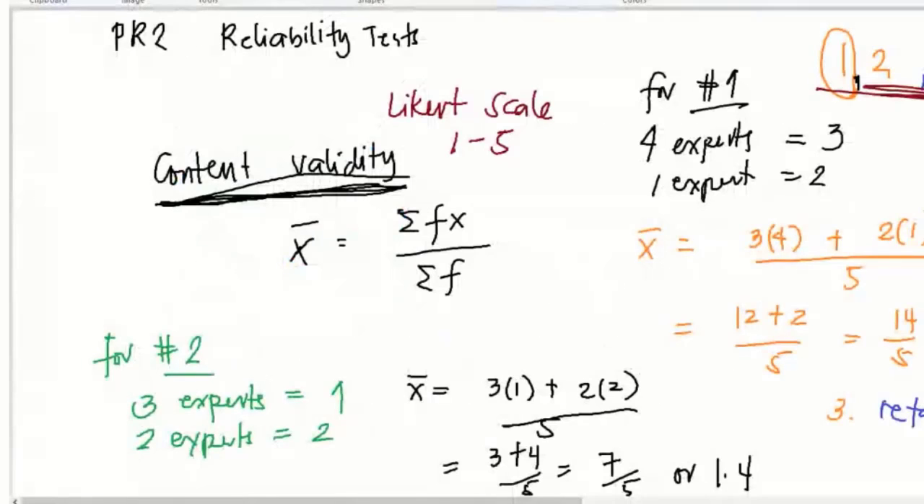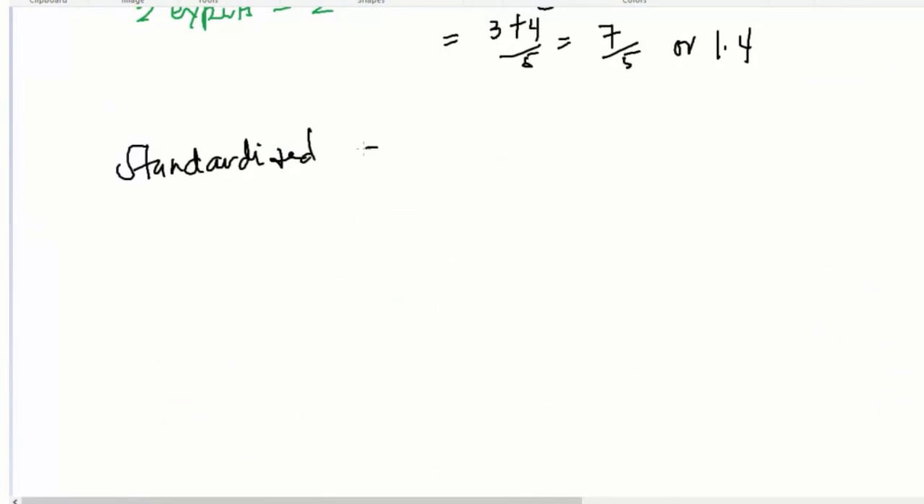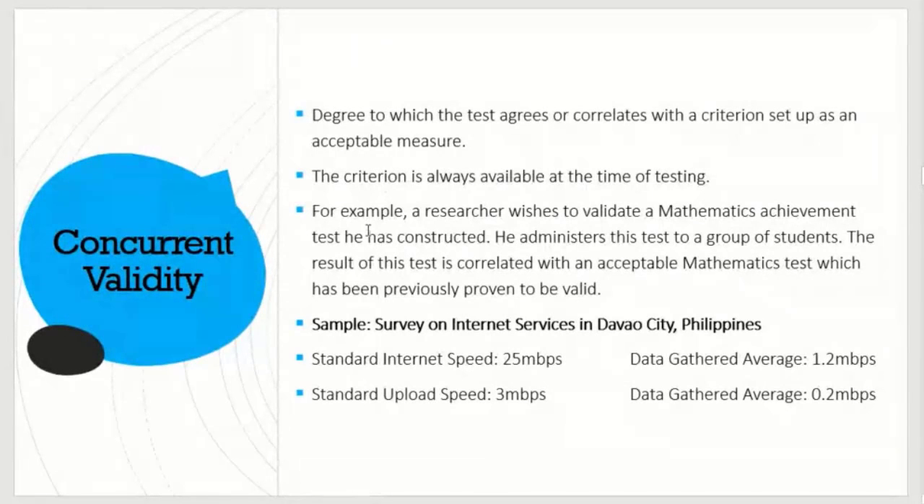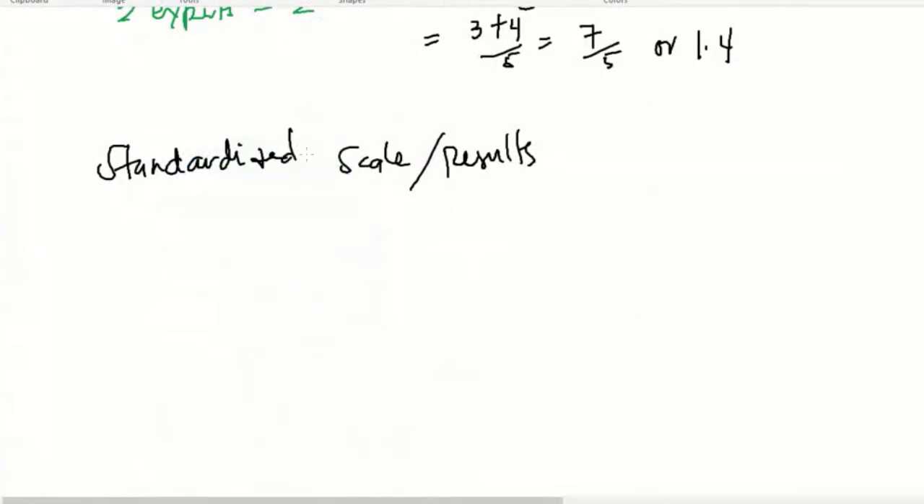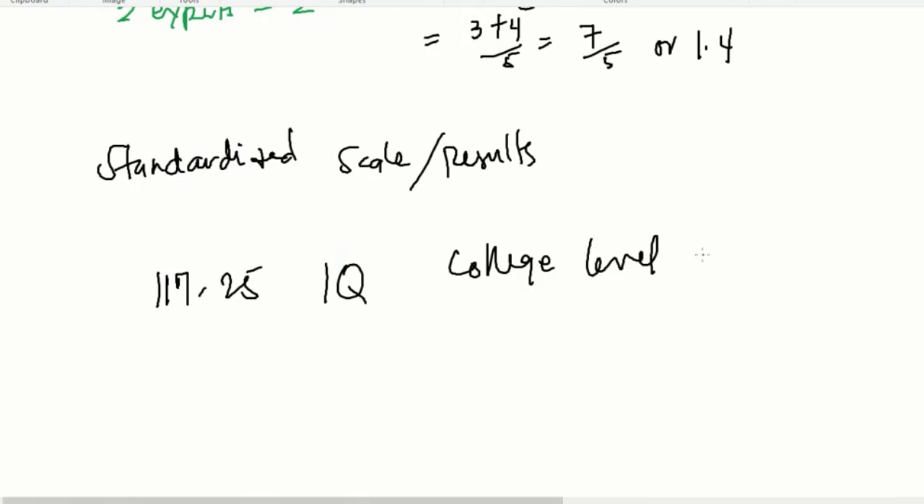So, kumbaga ba, meron kang standardized scale or results na kung saan doon mo i-compare yung score na nakuha ng ginawa mong questionnaire. Yun ang ibig sabihin ng concurrent validity. So, just like for example, if there is a study that says 117.5 na IQ is already considered college level tawag dito na intelligence, no? So, di ba yung mga college students, matatalino naman sila. So, 117.5 ang IQ, college level na daw yan siya na intelligence.